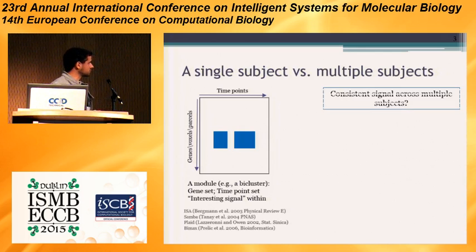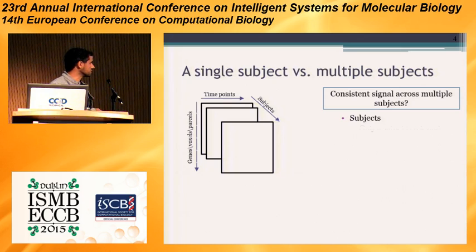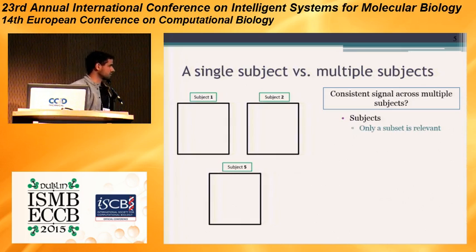But the main question is, how do we find a consistent pattern across multiple subjects? This is how the data looks. In terms of subjects, an interesting pattern will be one that is present in a large subset of the subjects. In our example, let's say we have subjects 1, 2, and 5, but of course we want to cover a large subset, and we do not require that it be all subjects.